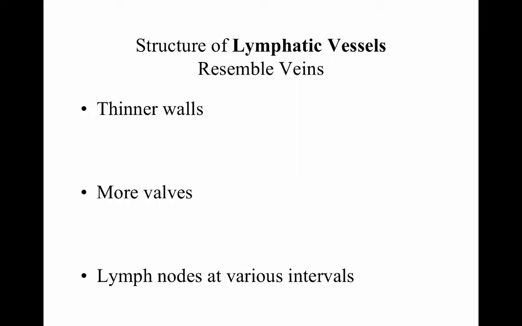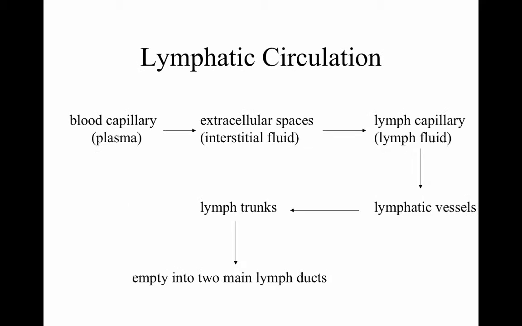The structure of lymphatic vessels resembles veins. They have thinner walls than arteries. We don't see smooth muscle within these lymphatics. They have more valves than arteries do, so they're similar to veins in their valve structure. And there are lymph nodes at various intervals within the body.